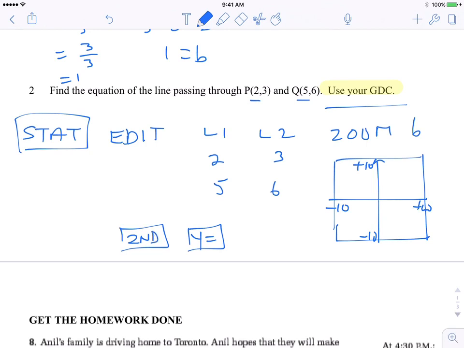And you want to make sure that you don't have anything. When you hit y equals all by itself, try and see if you have anything else there from the last time you used your calculator. You may have a line or something you graphed, something we've done prior.